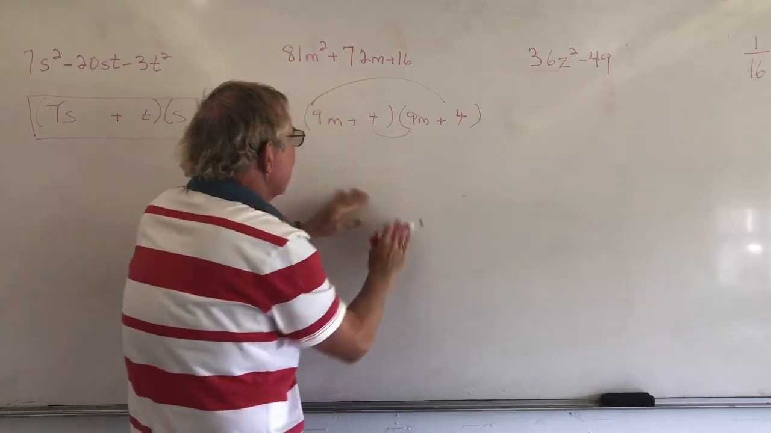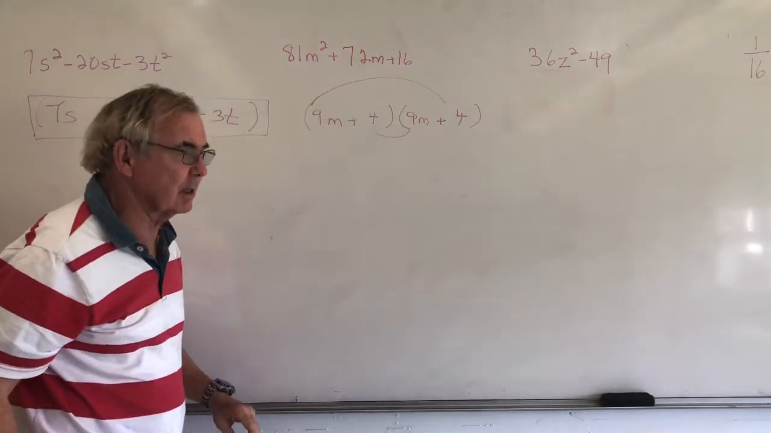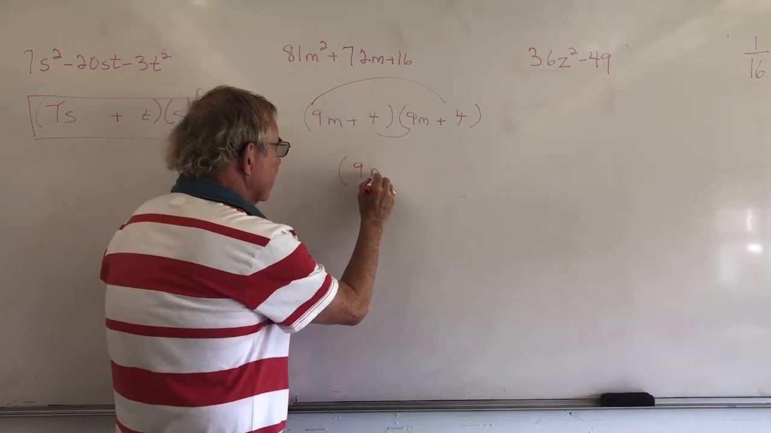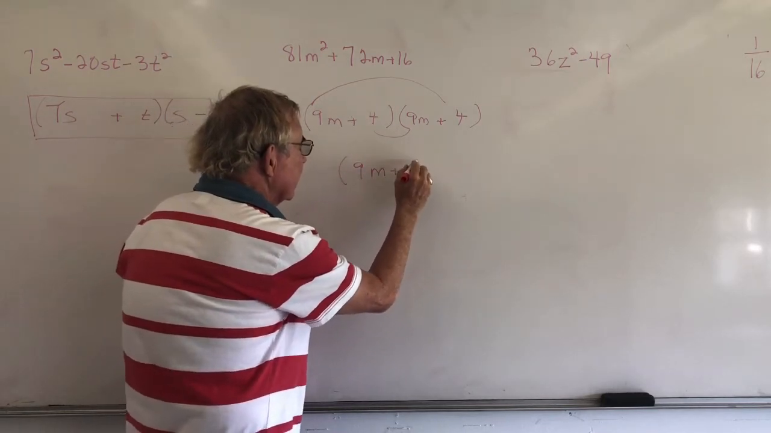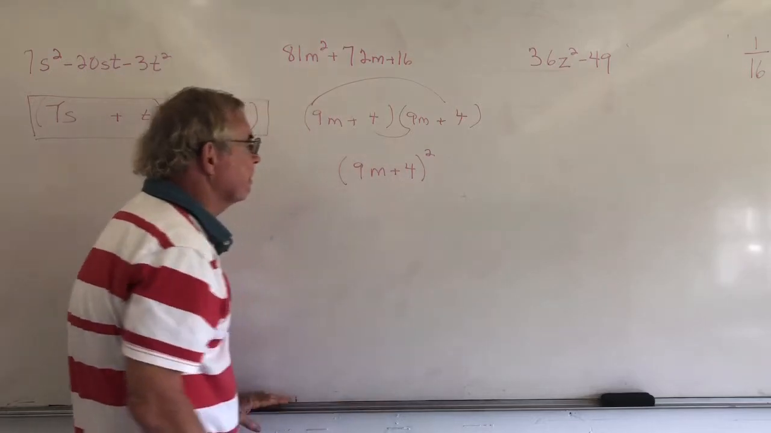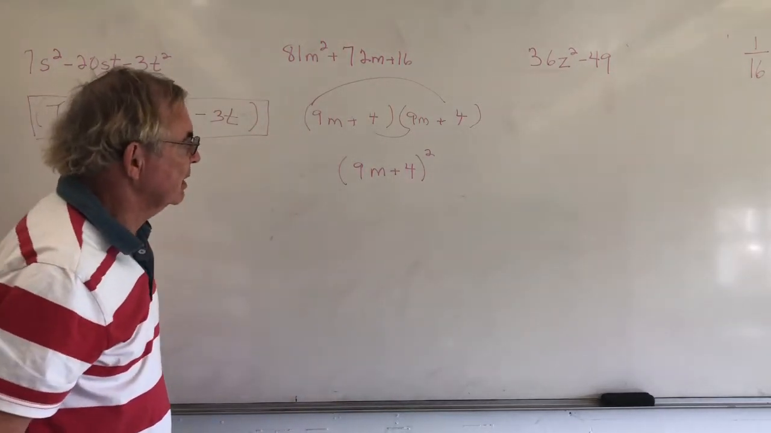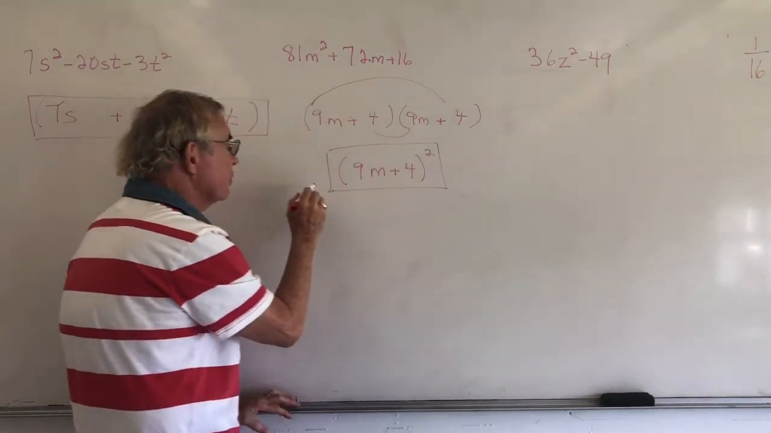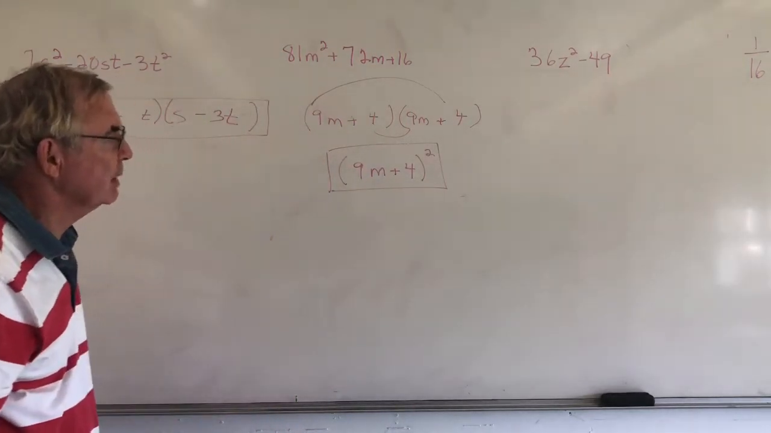Now, if you wrote this, you're correct. But in a more concise form, it can be written like this. Whenever you multiply something by itself, why not just list it once and square it? So that's a perfect trinomial square.